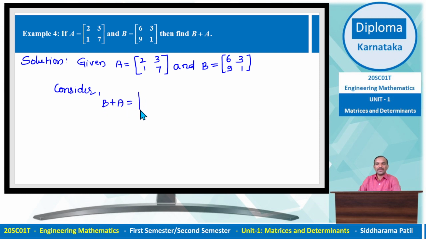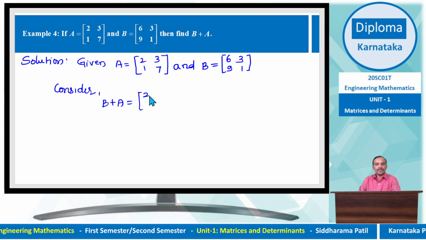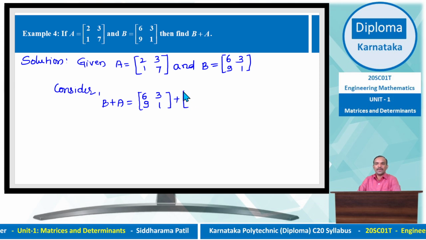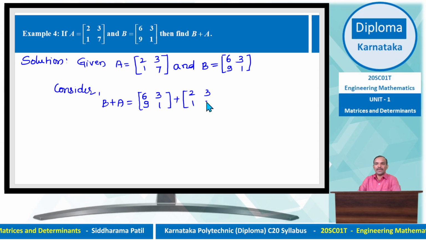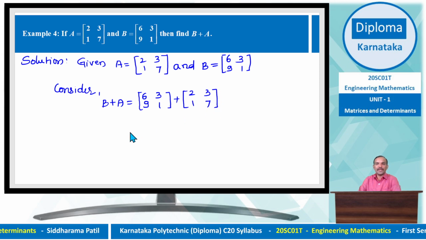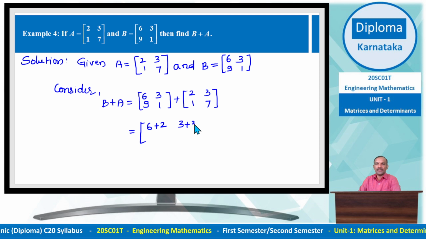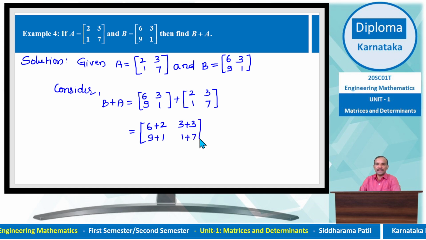What is B? You have to write first. B is 6, 3, 9, 1 plus matrix A. What is the matrix A? 2, 3, 1, 7 plus. Add the corresponding elements. What are the corresponding elements here? 6 plus 2, 3 plus 3, 9 plus 1, 1 plus 7.